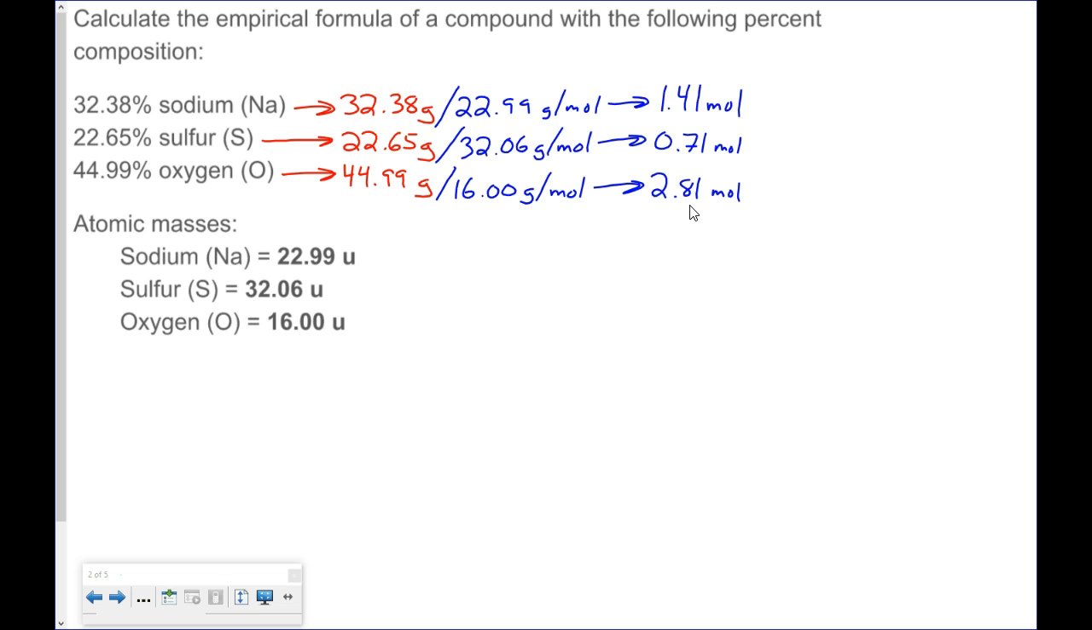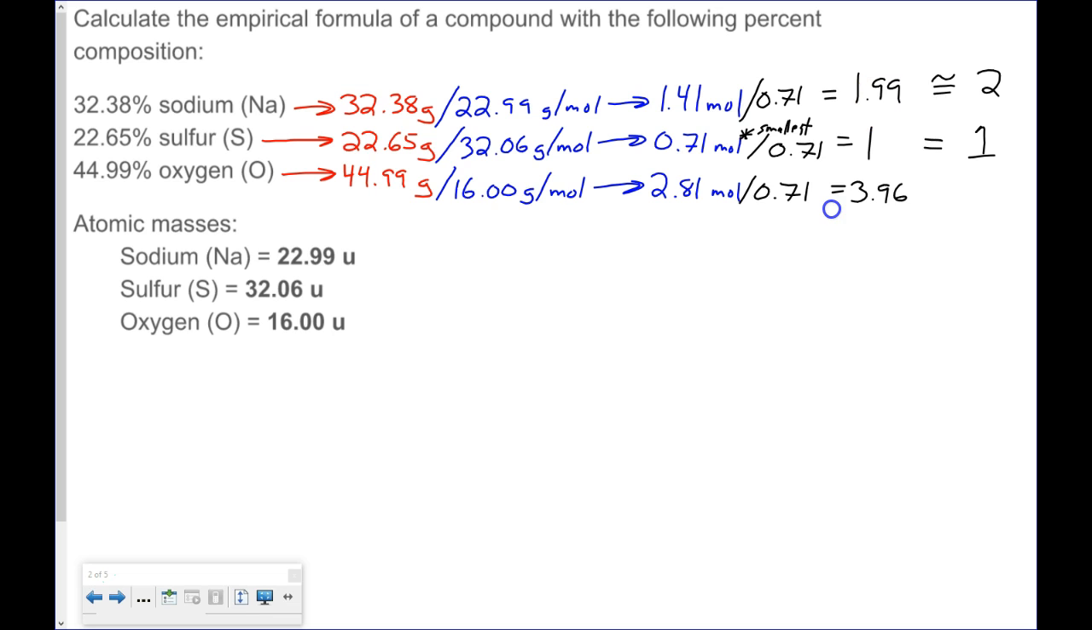Well, I'm going to start with the one that's smallest, which in this case happens to be sulfur. That one is what everything else is going to get divided by. So 0.71 divided by 0.71 gives you 1. 2.81 divided by that, and 1.41 divided by that, is going to give you 1.99 and 3.96. Now obviously there are going to be some slight mistakes in our measuring, so I'm going to essentially round that. 1.99 is about 2, and 3.96 is about 4.